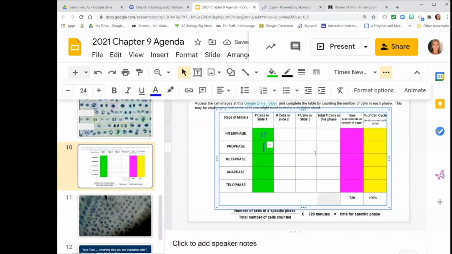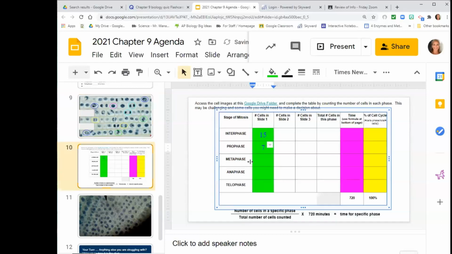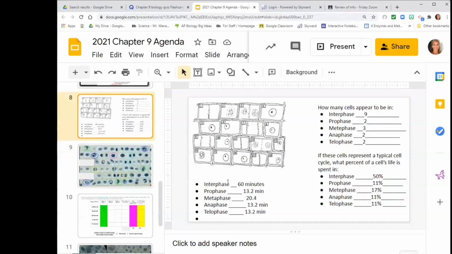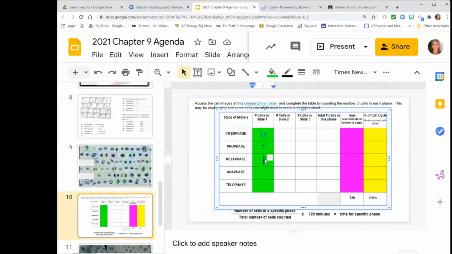Prophase, how many did you count for prophase? I counted 7. Metaphase? 4. Okay. So 1, 2, 3 up here I saw, and I did not see a fourth one, but if you don't have your glasses on, one of them maybe looks like that. So I'm going to put 4 because that's what you saw, but no, I'm going to put 3.